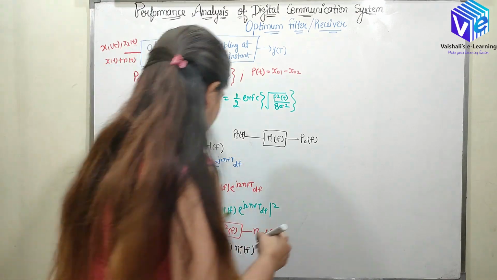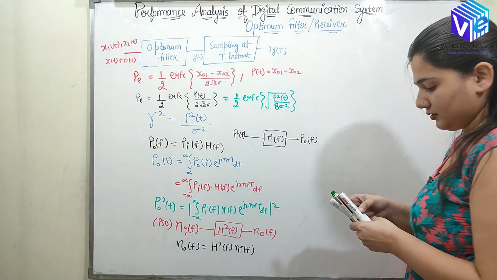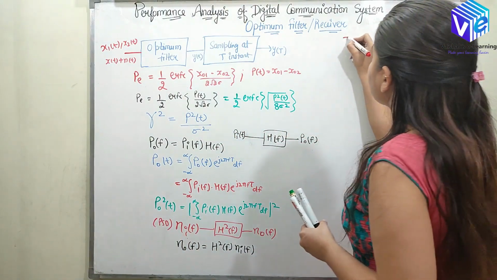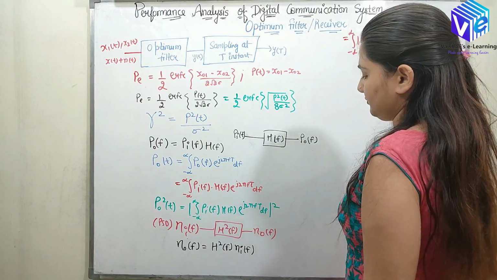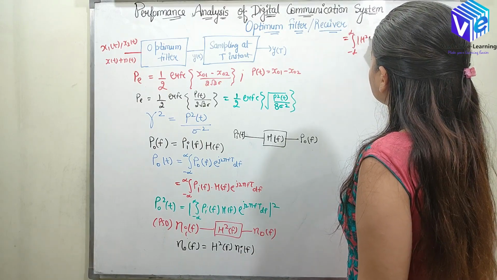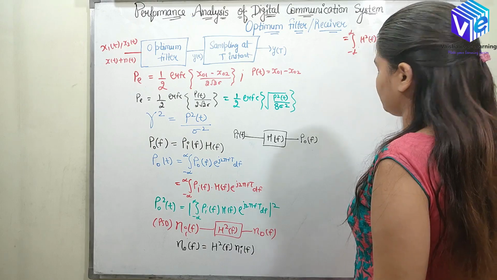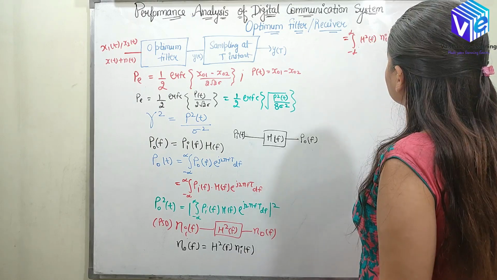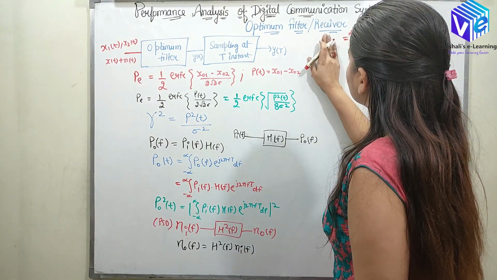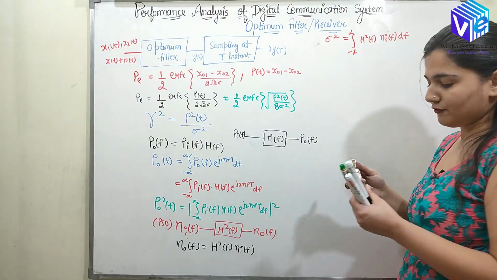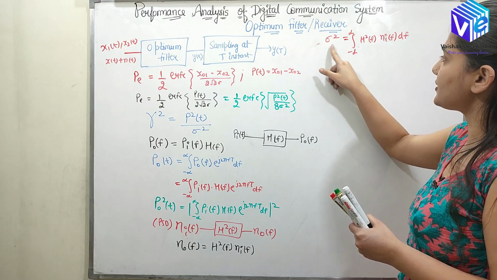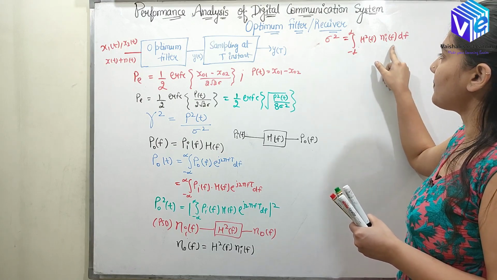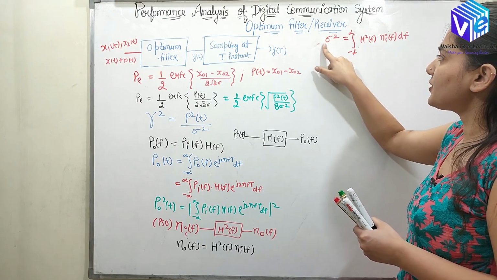Now I can write it as the integral from minus infinity to infinity. If I have to find sigma square, it is related to the power spectral density like this. It is equal to the integration of the power spectral density. So sigma square is the power.